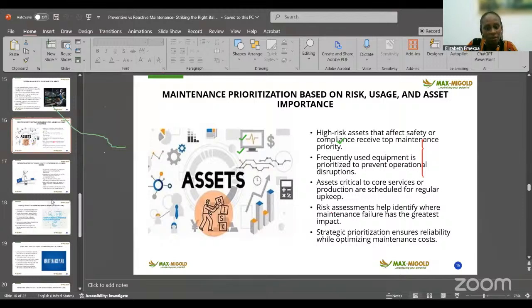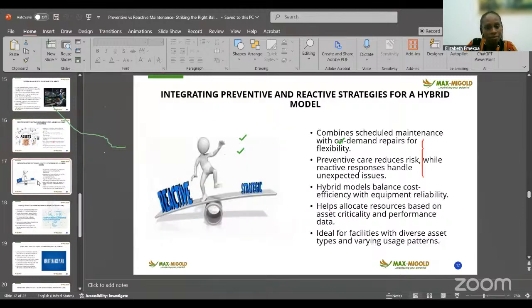Next slide, please. Okay, so integrating preventive and reactive strategy for a hybrid model. How do we integrate preventive and reactive strategy?